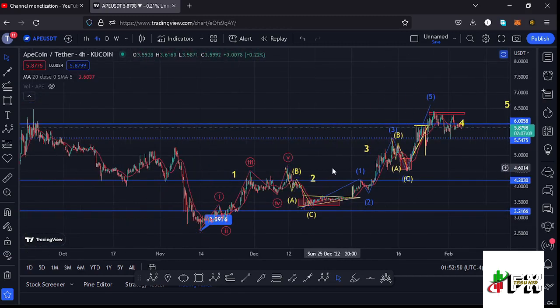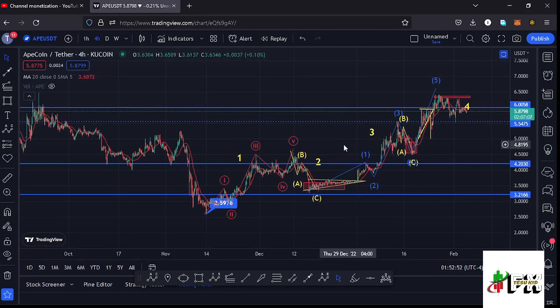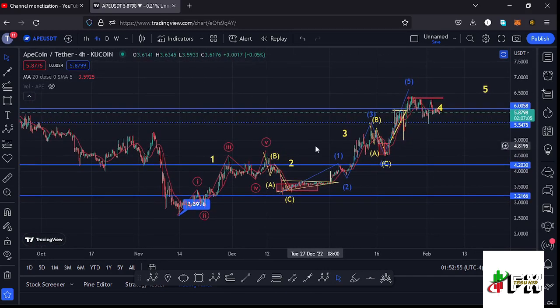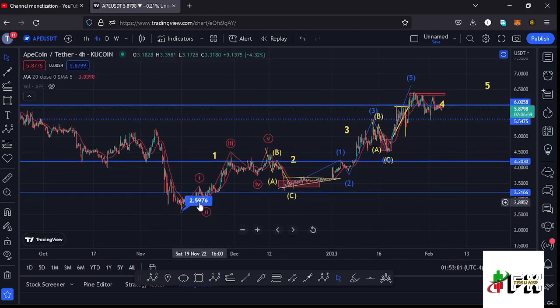And allow me to continue with the video here on the 4-hour chart by first giving you a quick recap of what has been happening before I give you my next target areas in the formation of this wave 4. And you can see that after making our low at around the $2.5976 mark, we saw a 5-wave structure to the upside, having that wave 5 making its peak at around the $4.6 mark, and completed the formation of that first wave to the upside.